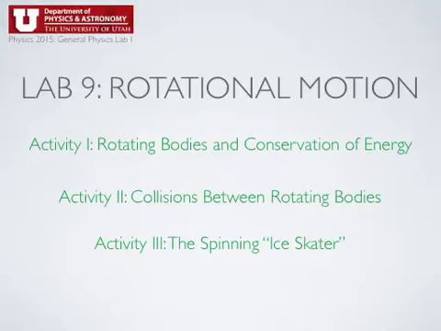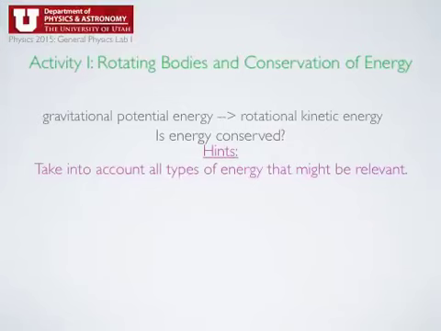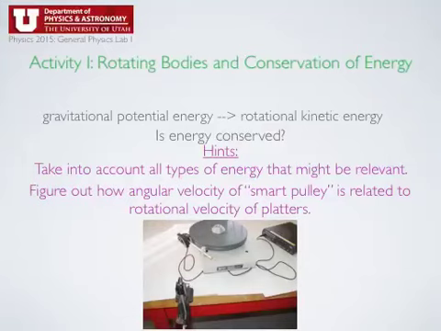In the first activity, gravitational potential energy will be converted to rotational kinetic energy. You will measure how well energy is being conserved. Make sure you understand what these 2 types of energy are and what it means for energy to be conserved. Also, consider other types of energy that might be relevant. It will help if you are able to figure out how the angular velocity of the smart pulley is related to the rotational velocity of the platters.